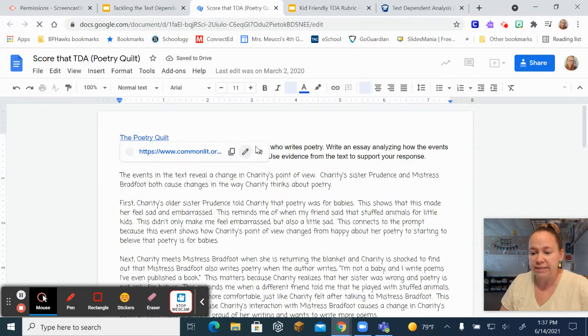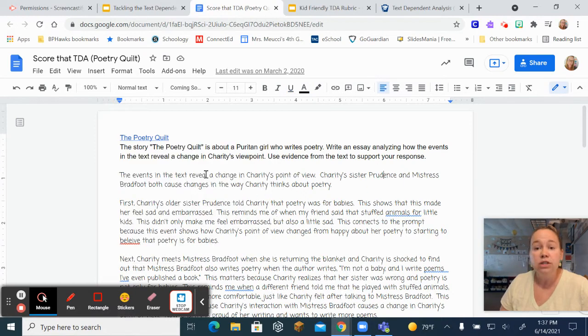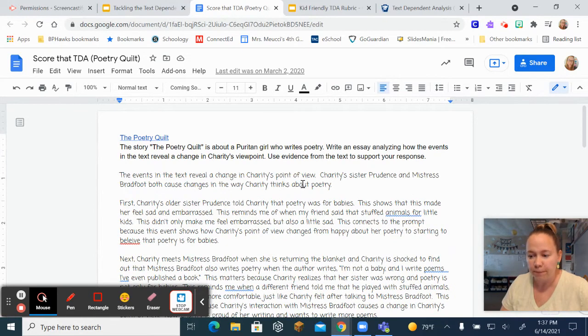So, for example, let's look at this, the poetry quilt, which you can see here is linked. If you'd like to read that, you could. Here's the prompt. The story of the poetry quilt is about a Puritan girl who writes poetry. Write an essay analyzing how the events in the text reveal a change in Charity's viewpoint. There's your 2 skills. And that, being able to read through the prompt and pick out the 2 skills, is rather tricky for students to do in 4th grade.